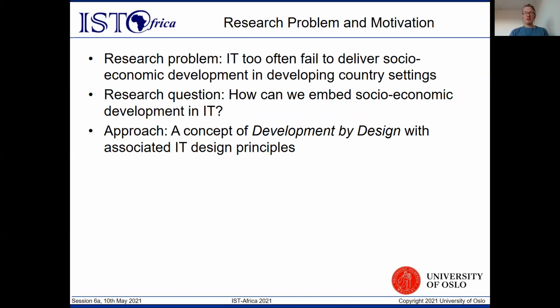To help achieve these values, the guiding research question in this paper is, how can we embed socioeconomic development in IT? I attempt to answer this by exploring the concept of development by design, and with this concept, I also develop a set of IT design principles.